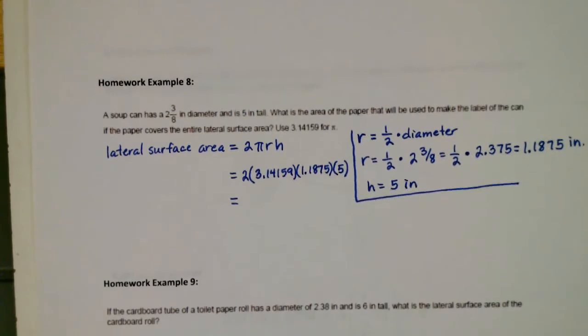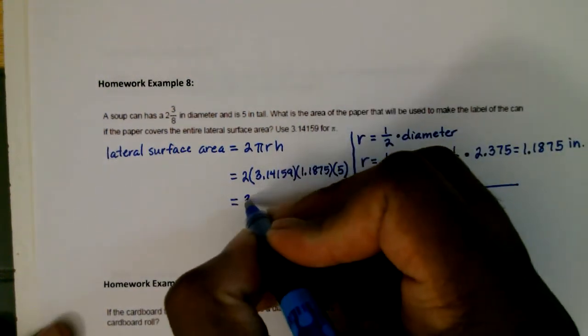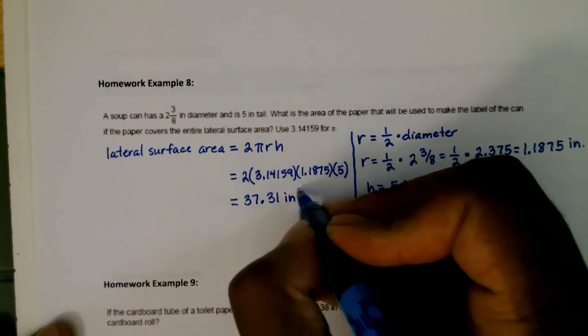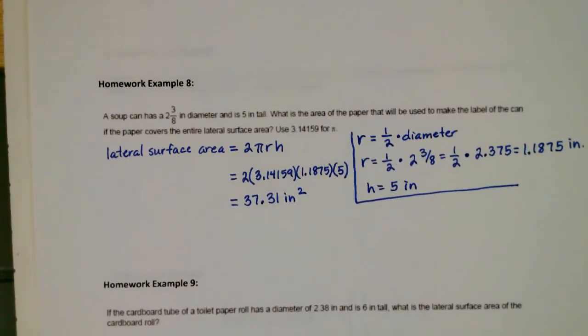And if I multiply 2 times 3.14159 times 1.1875 times 5, my final answer will be, to 2 decimal places, 37.31. And this is in inches, so the area has to be in square inches. So that would be the lateral surface area. In other words, that's going to be the area of the paper that will be used to make the label of the can if the paper covers the entire lateral surface area.